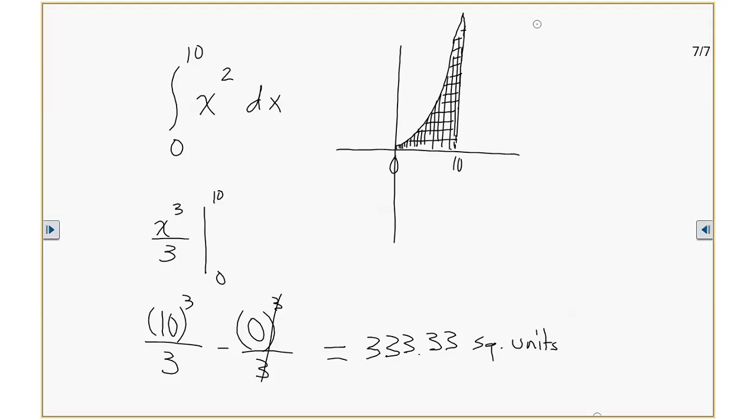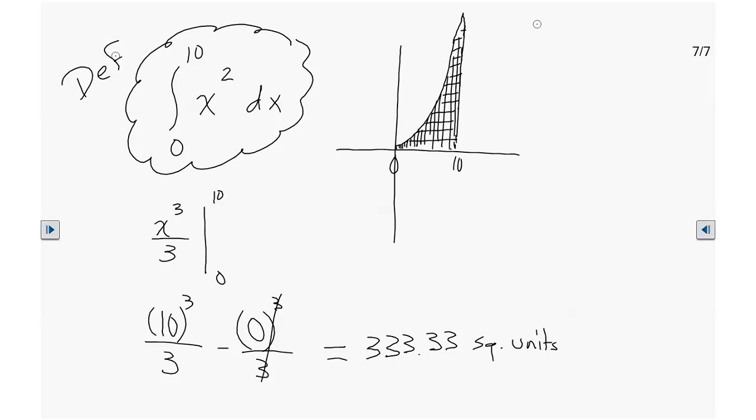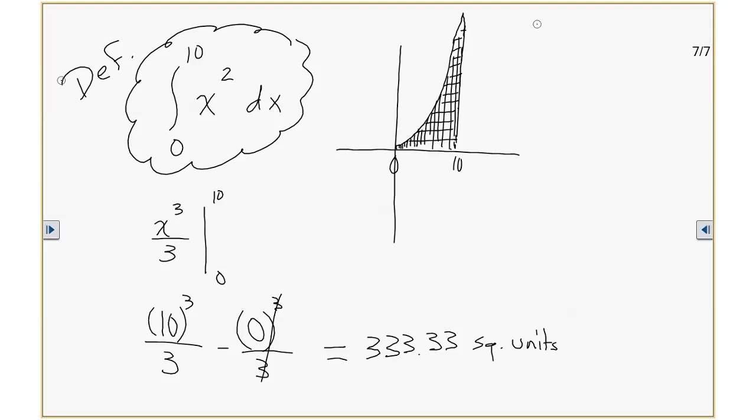So a definite integral has parameters. An indefinite integral is to practice. Okay. Now that's also called evaluation. When you put in the 10 to the third over 3 minus 0 to the third over 3, that's called evaluation. You're actually evaluating from 0 to 10. And you always subtract it.